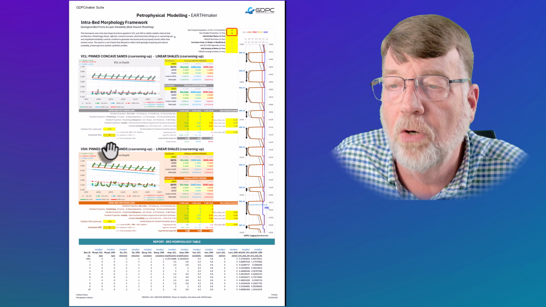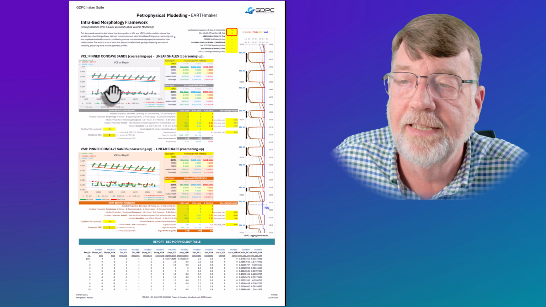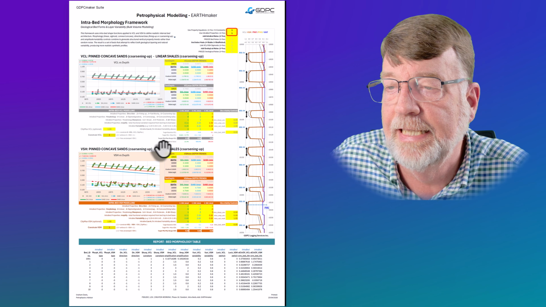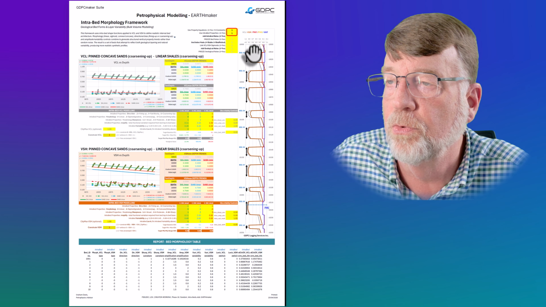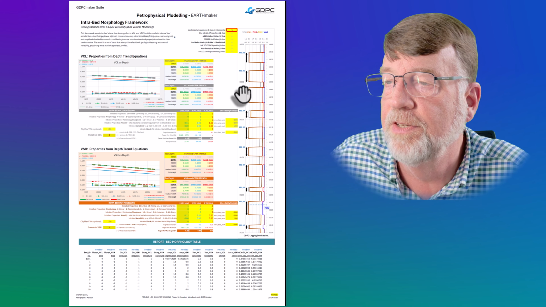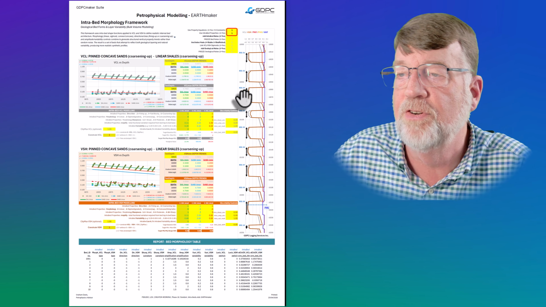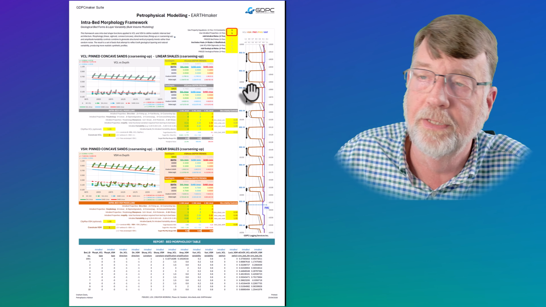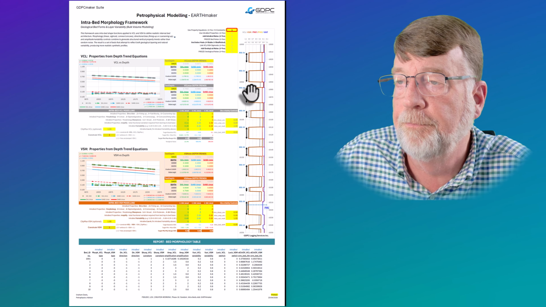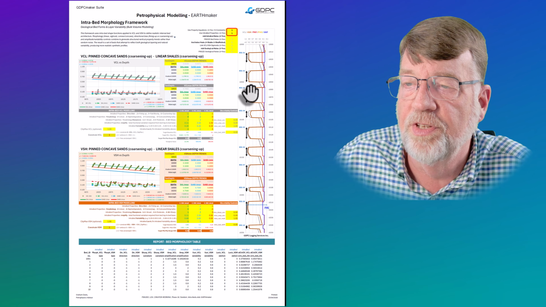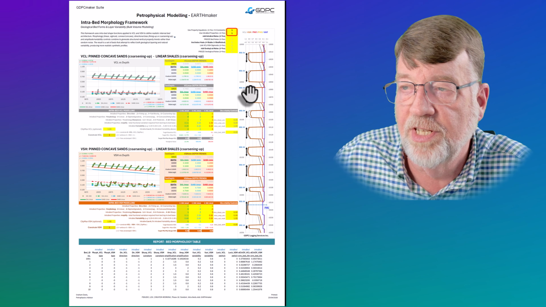I'm using concave sands, if you like, these curves here, and linear shales, which all coarsen up. So you can see this difference here if I toggle between the properties in the depth trend. And then I want to, well, actually, I don't quite like that. Let's do something different. Let's introduce different morphology.